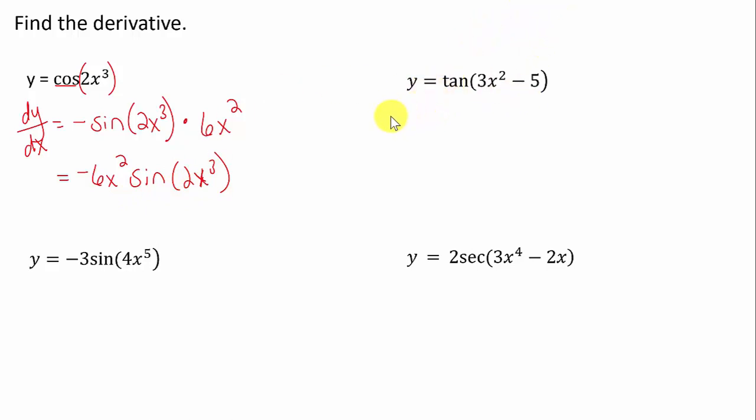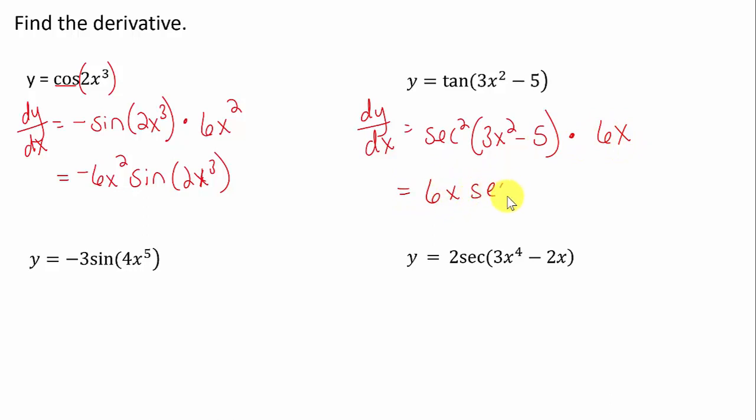Okay, over here, the derivative of y is dy/dx. The derivative of tangent is secant squared. Inside will always, always, always be the same, times the derivative of the inside. So the derivative of 3x squared is 6x. And the derivative of negative 5 is 0. So we actually just have the 6x. So I can write that in front: 6x secant squared of 3x squared minus 5. That's my derivative.